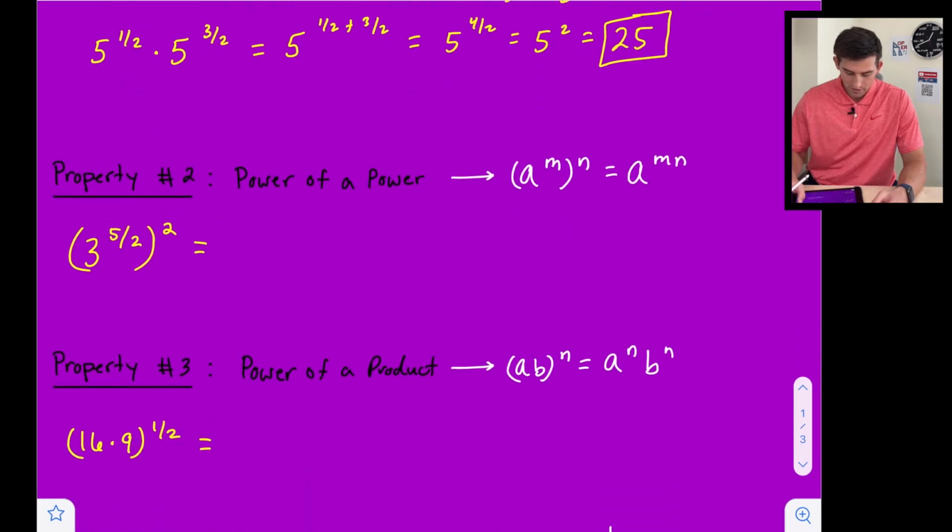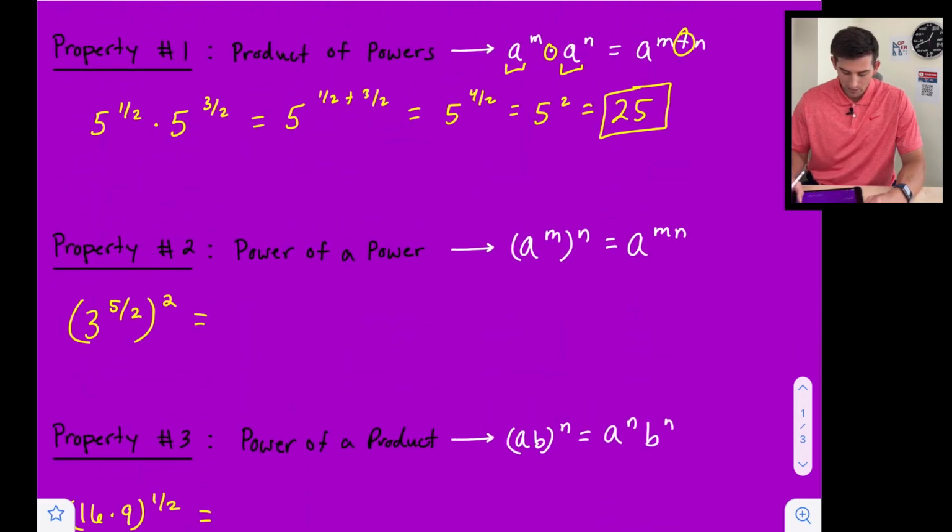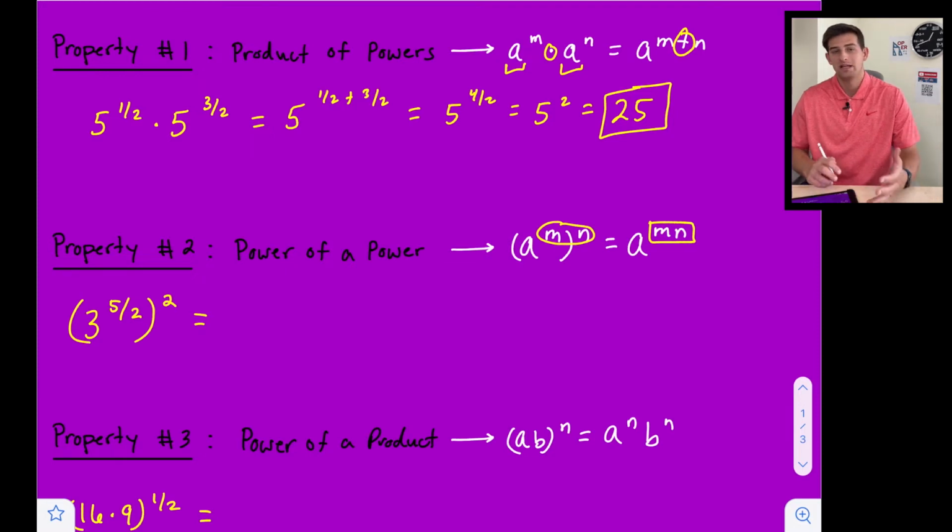All right, property number 2, we have the power of a power property. So once again, this would be like a to the m raised to another power outside the parentheses. So what are we going to do with these two powers? We are going to multiply them. Okay, so we're going to take the product of the power. So sometimes I like to refer to this property as PPP, power product.